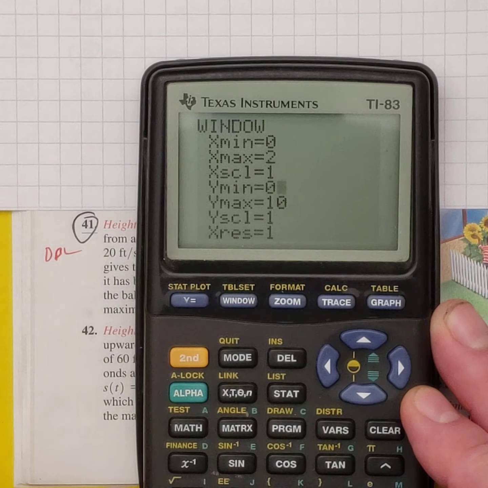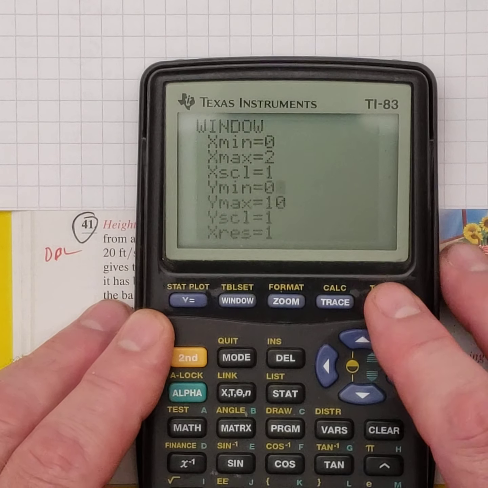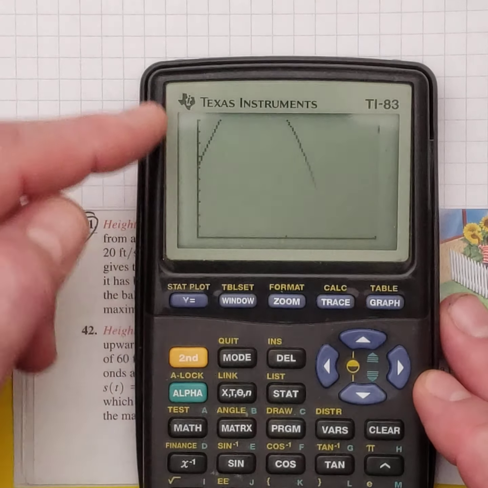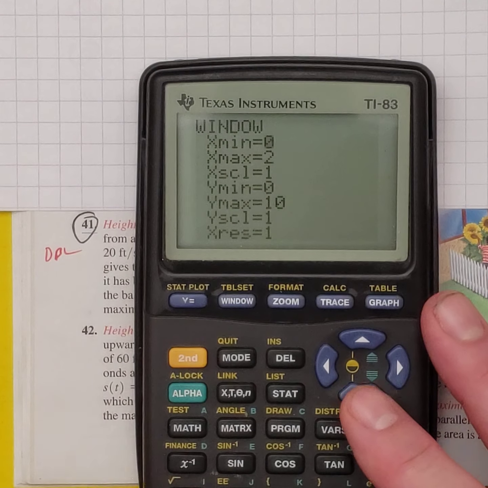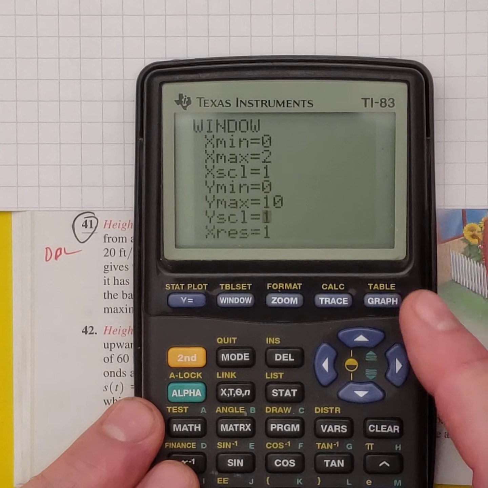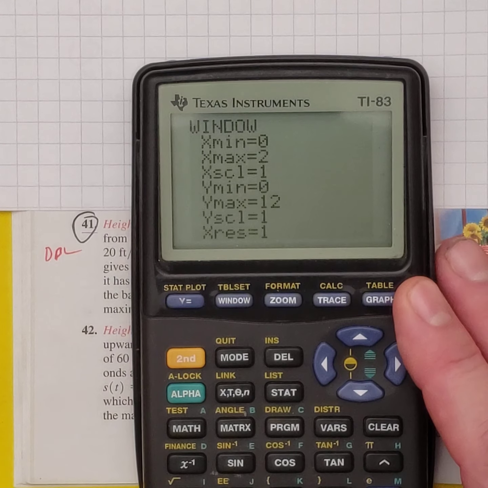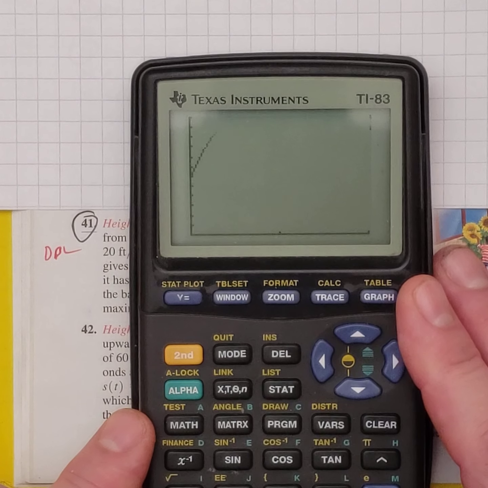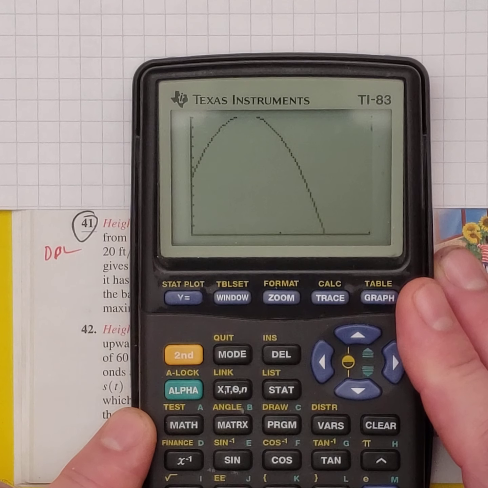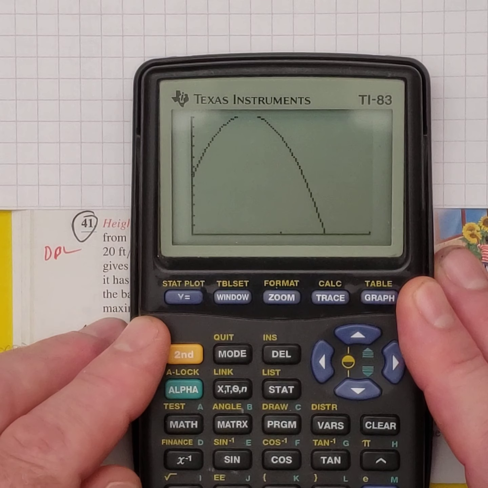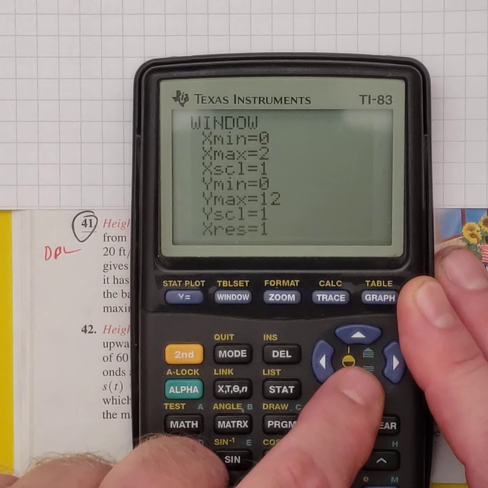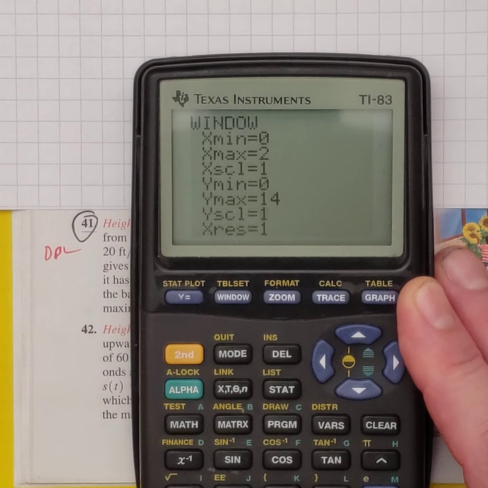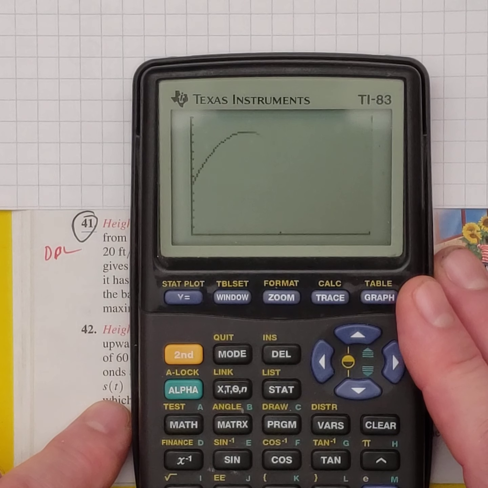And then the height is going to go from 0 to, well, I don't really know. Looks like it goes up off that screen, but I guess it would be around there. I'm going to say maybe set the height of the window, my Ymax, to 12. And go back to graph there. And nope, not quite high enough. I wanted to illustrate you don't have to get it right on your first time. You can play around with a window as much as you want until you get a picture you're happy with. It's not like it's going to be hanging on the fridge. You're just going to use it to answer a question.